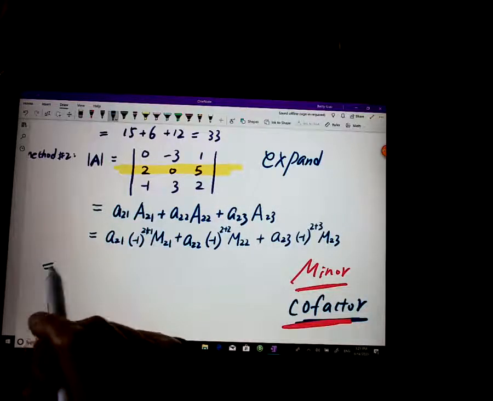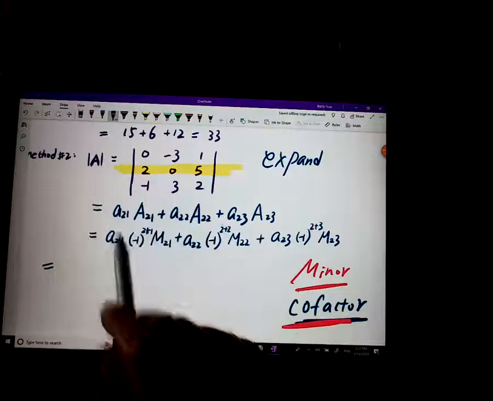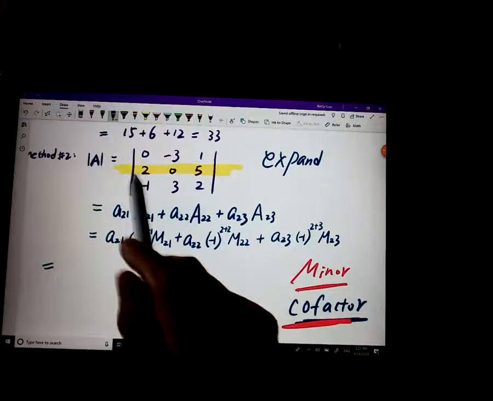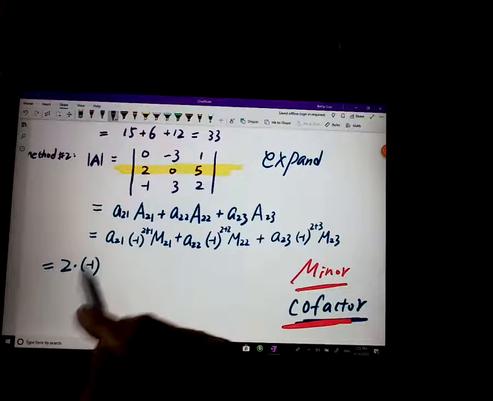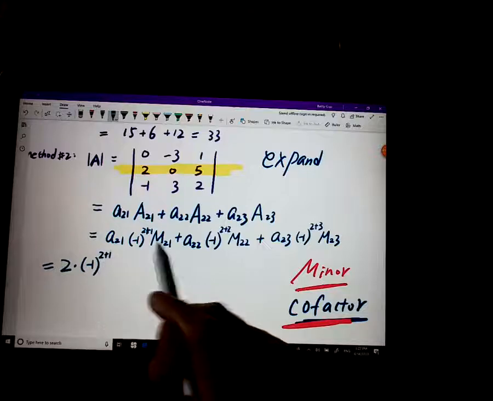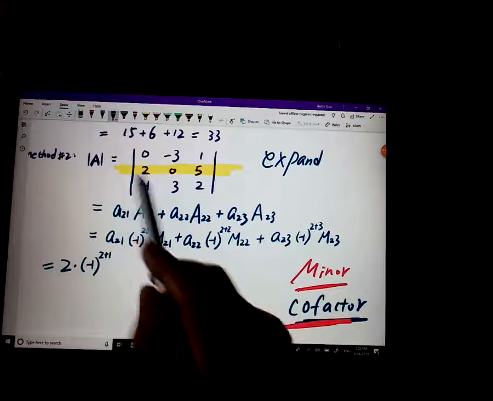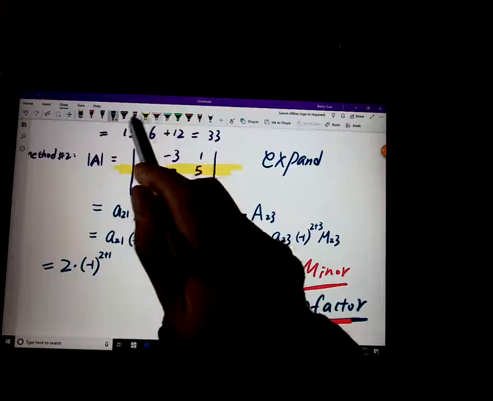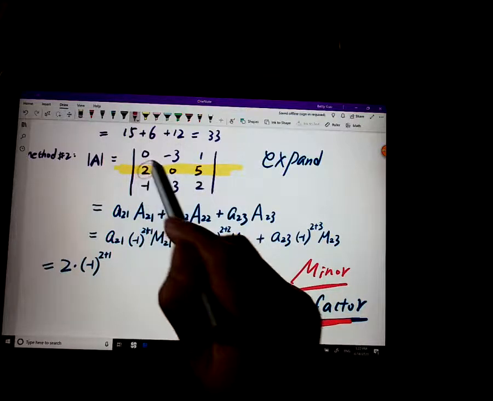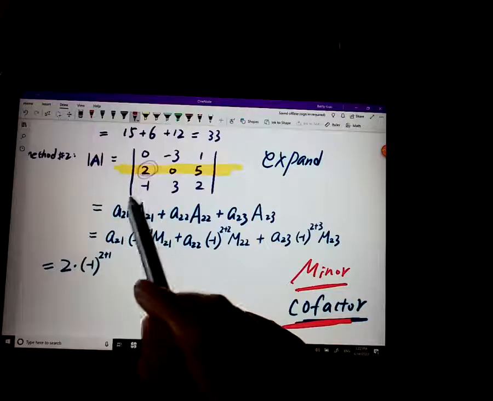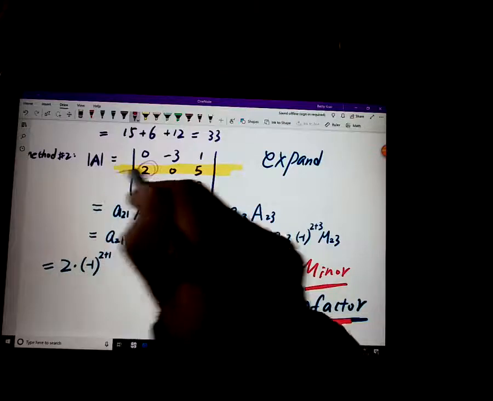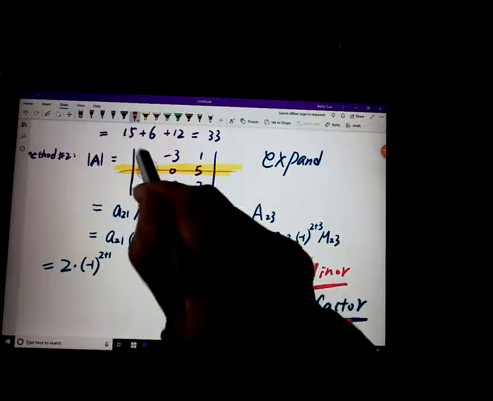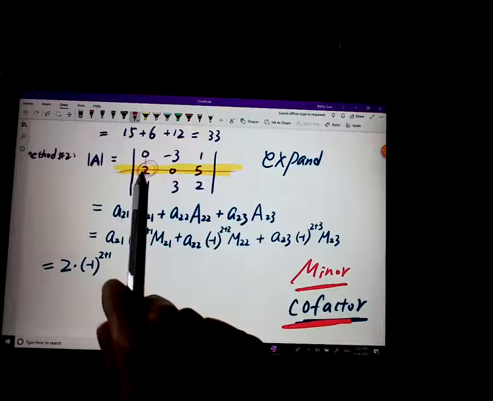Okay, finally, let me explain what the minor is. A sub 21, A21, that is 2, right? Copy it here. And then we copy the sign, -1 to the power of 2 plus 1. What is the minor of the entry 2? This is the entry 2, right? The minor of that entry is a 2 by 2 determinant. You cross out row 2 and column 1. You cross out the row and the column that the 2 is located in.